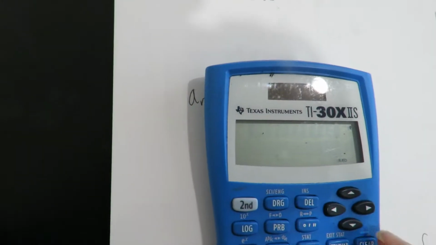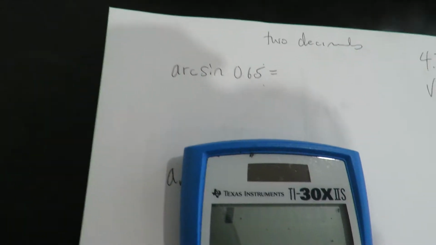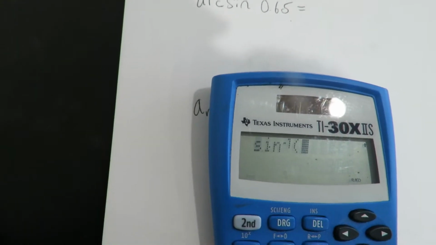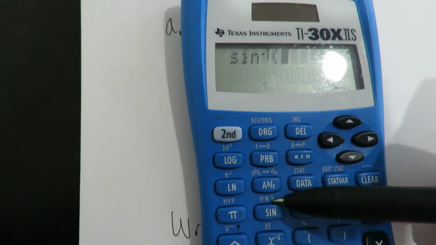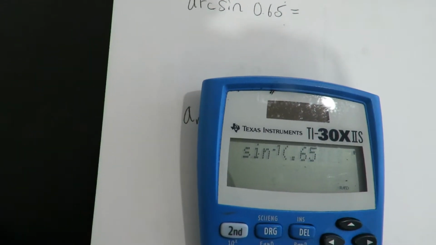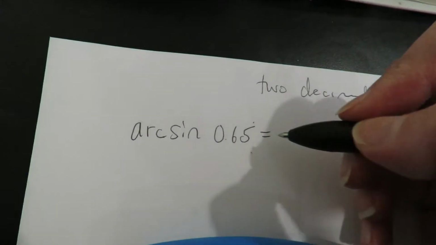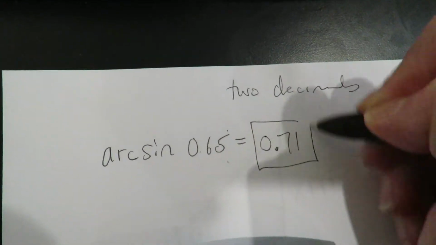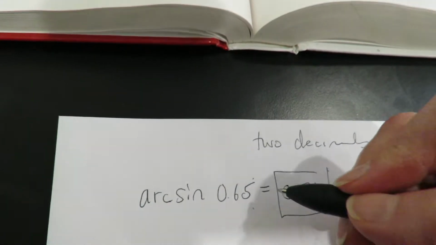All right, so here I go, I'll show you. I'm going to do arc sine of 0.65. I'm in radians. I have to hit second because I need the function above the key. So second gets you above the key. You can see I got arc sine there. And so 0.65, and I hit equal. They ask for 2 decimals in your book, so I'll do it the way your book's asking. 0.71 is the estimate.